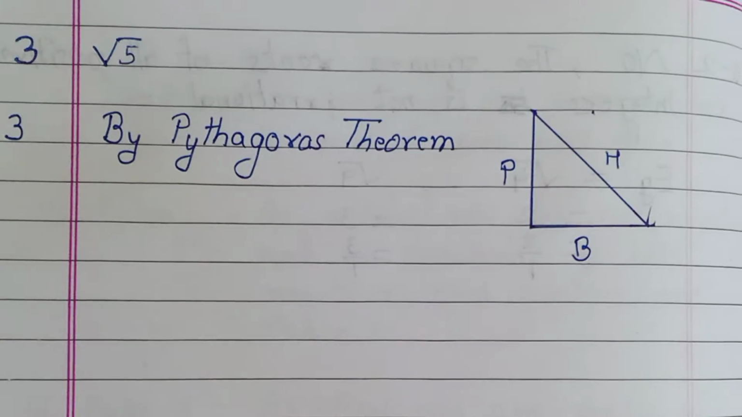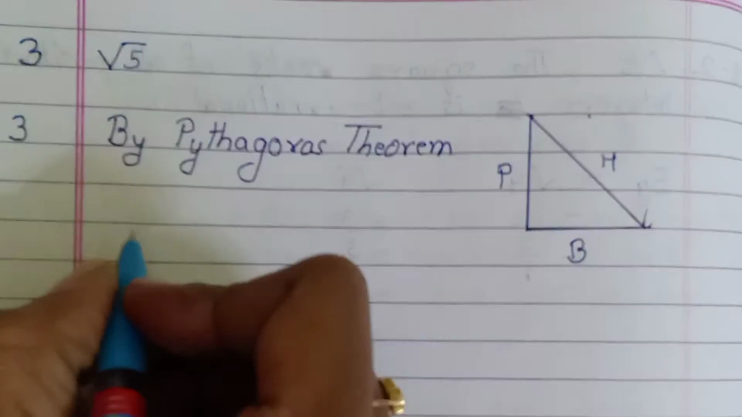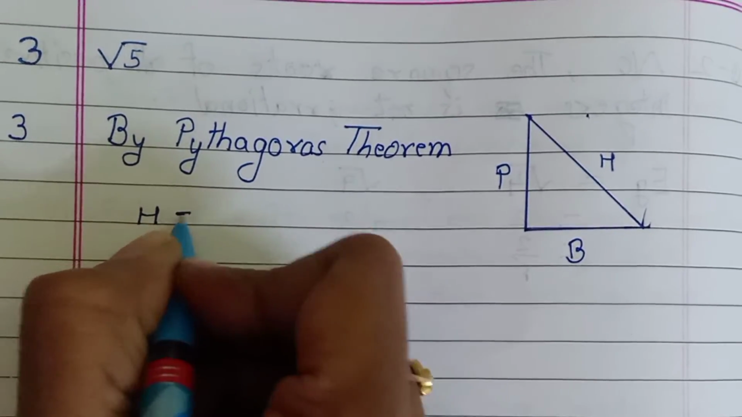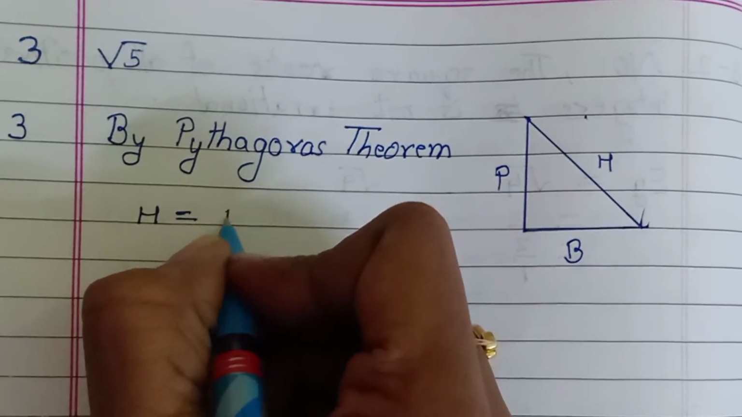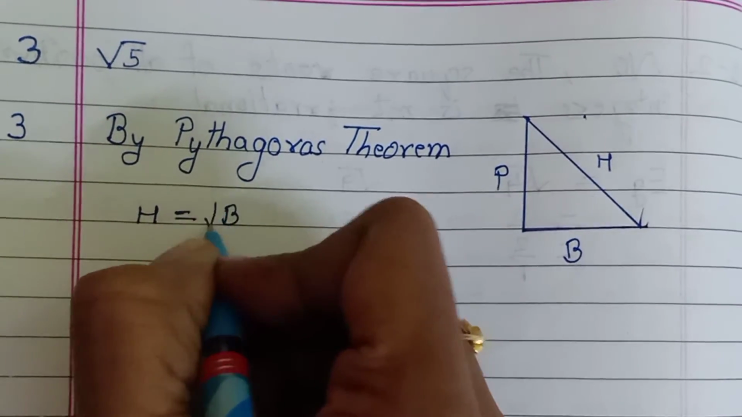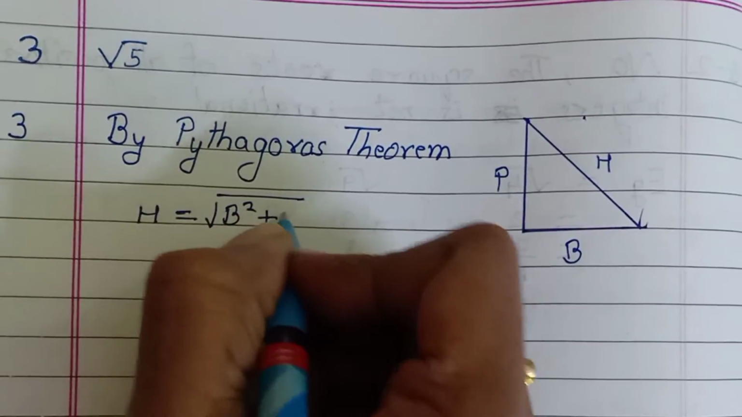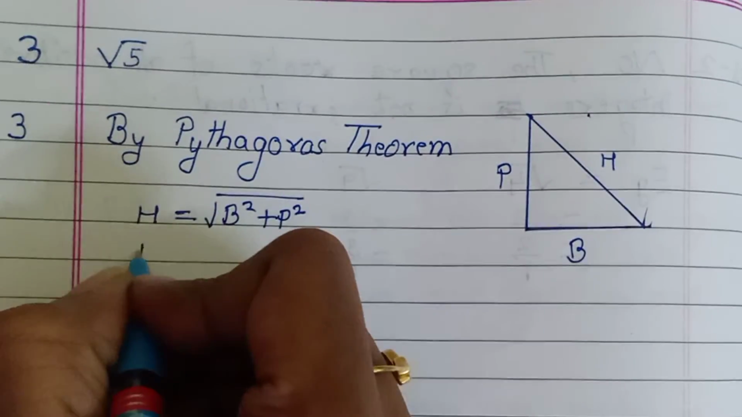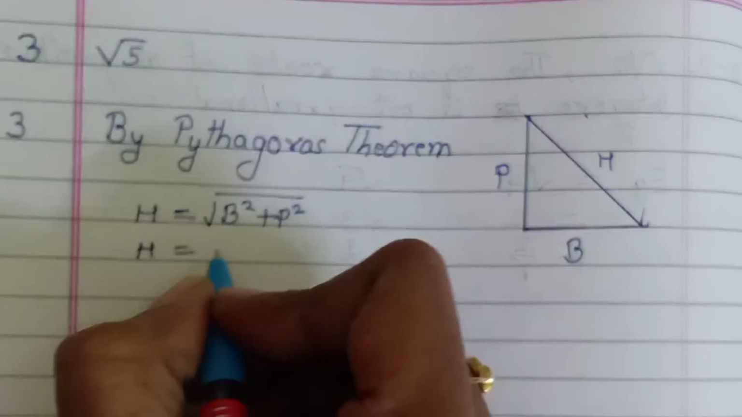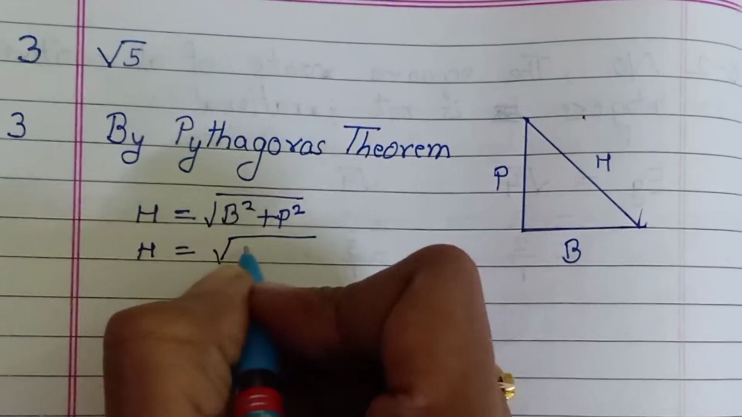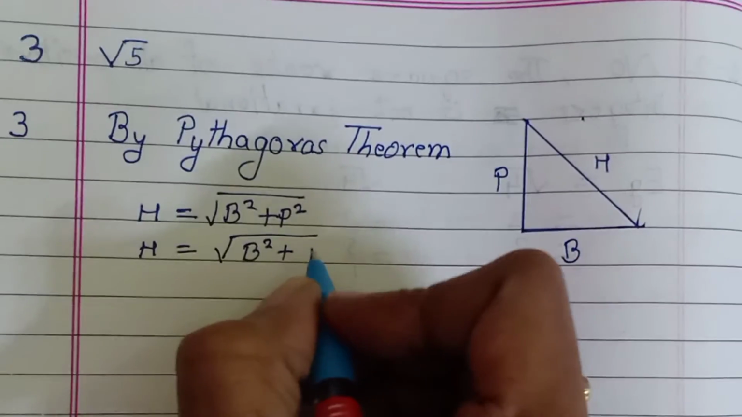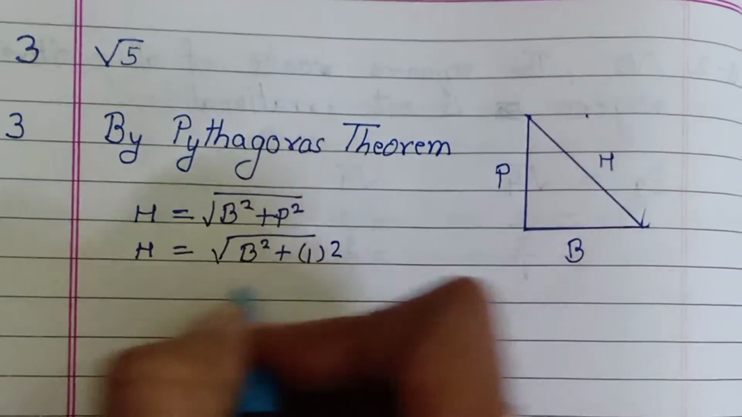So let's start. Root 5 on the number line, we have to use Pythagoras theorem here. Pythagoras theorem is h is equal to under root b square plus p square. B is base and p is perpendicular. So base square plus 1. So we have to always take perpendicular to be 1.